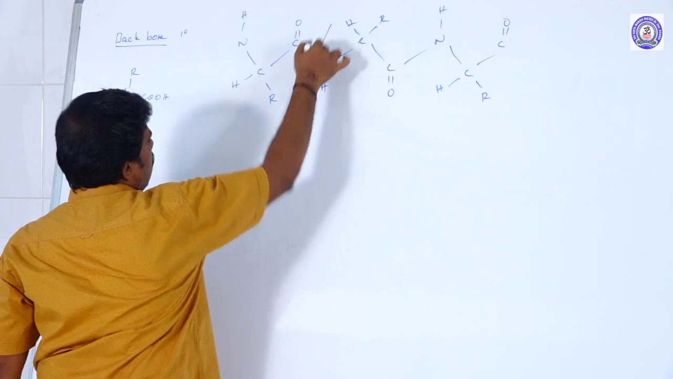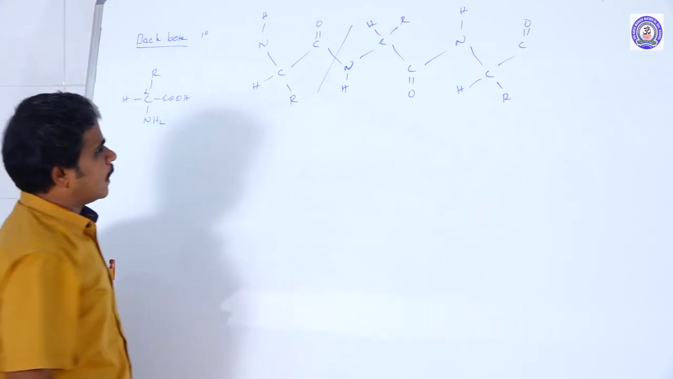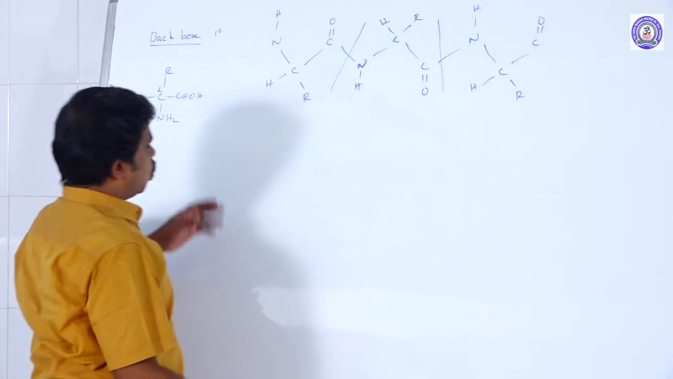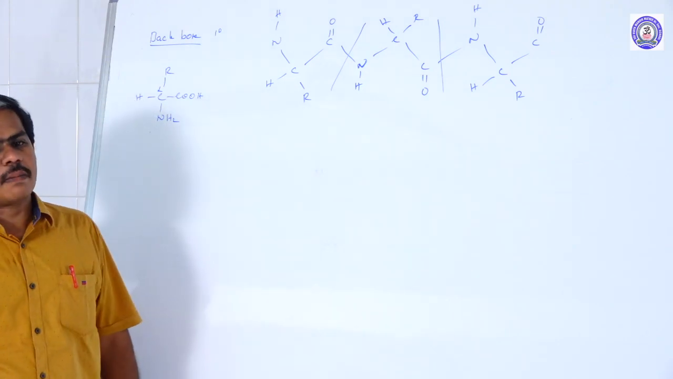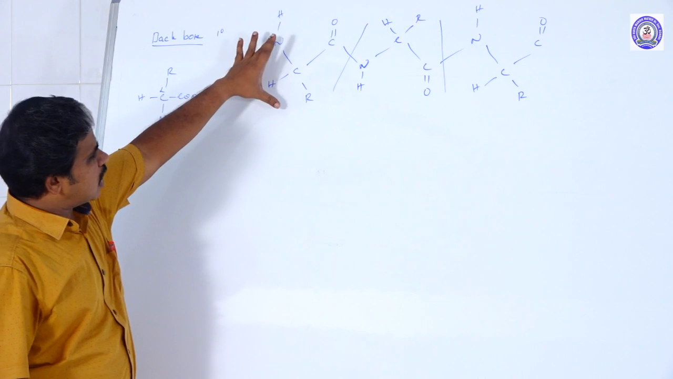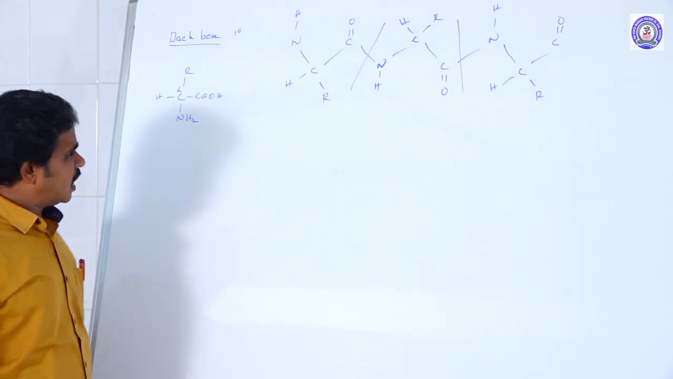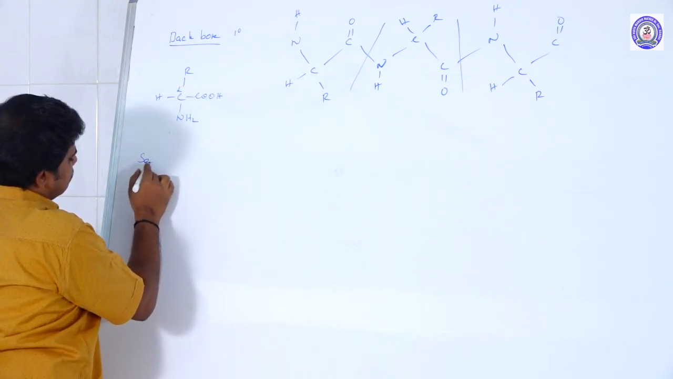So here one amino acid and another one amino acid, so it gives a sequence. So primary structure represents a sequence. It is one amino acid and another amino acid and another amino acid. And here we may take the secondary structure.